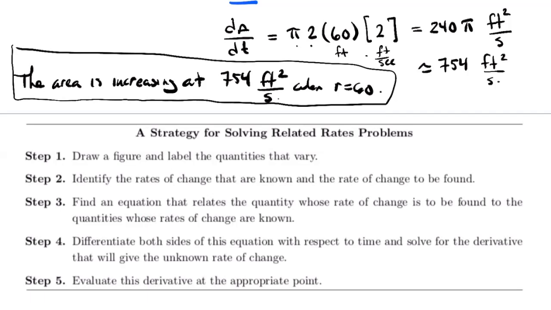If you have that relationship between the quantities that are variable, you differentiate it implicitly with respect to time. That's going to give you an equation that involves the rates of change, all but one of which you know. And you solve that equation by plugging in, just like we did. Once we had that differentiated equation, everything we knew we could plug in, and we solved the equation for dA/dt. So you evaluate that derivative at the appropriate point. You can keep these steps in mind as you proceed through these related rate problems.